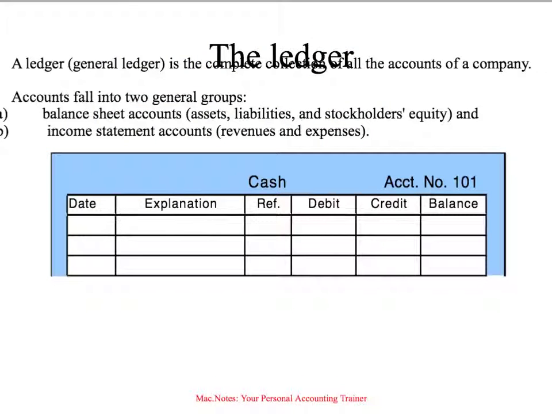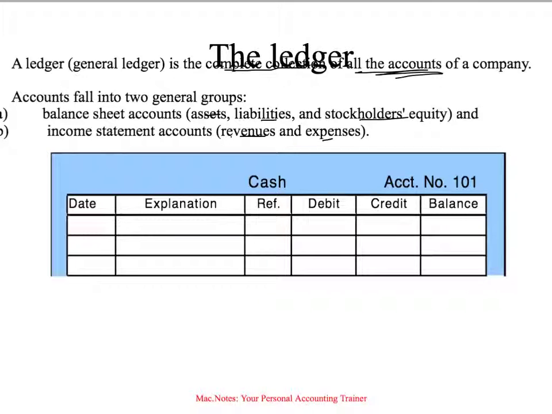Now, this is the ledger, and I apologize for this PowerPoint. But a ledger, or what is called the general ledger, is a complete collection of all accounts of a company. And these accounts fall into 2 groups: the balance sheet accounts, which are assets, liabilities, shareholders' equity, and the income statement accounts, revenue and expenses.